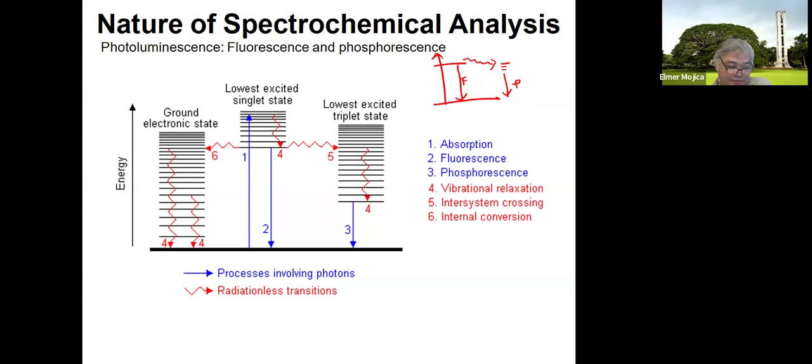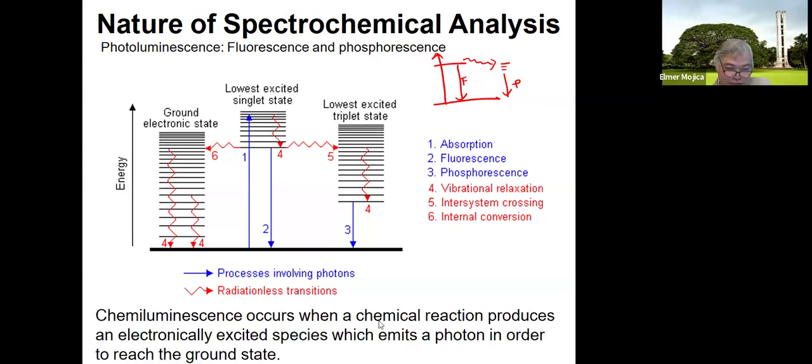Okay? Now, chemiluminescence happens when a chemical reaction produces an electronically excited state which emits a photon in order to reach the ground state. So a chemical reaction is usually involved. Yan yung tinatawag nating overall phenomena of photoluminescence.